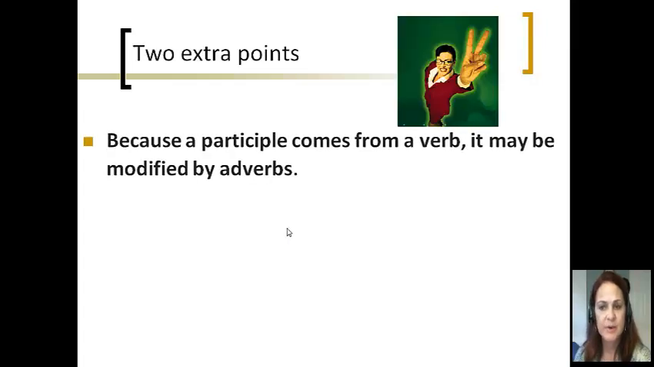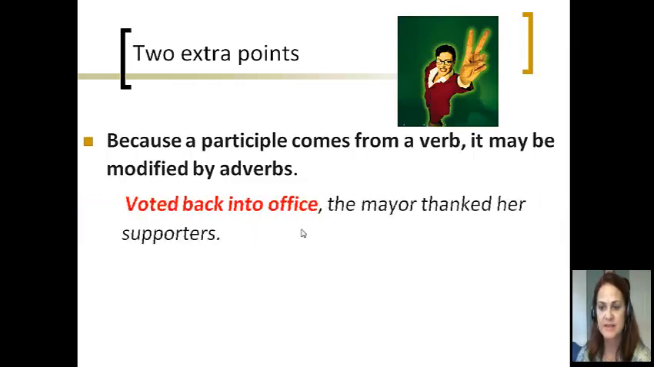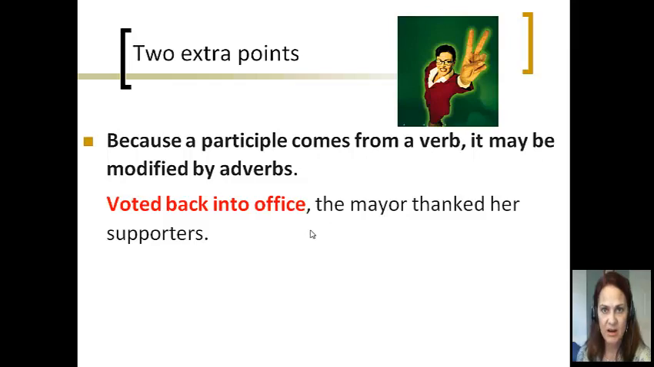Two extra points we want to make is because a participle comes from a verb, it may be modified by adverbs. So this gets a little confusing. So let's look at this sentence. Voted back into office, the mayor thanked her supporters. So my past participle is voted. Voted back into office is functioning as one modifier of mayor. So it's a participle modifying mayor. That's the first thing.